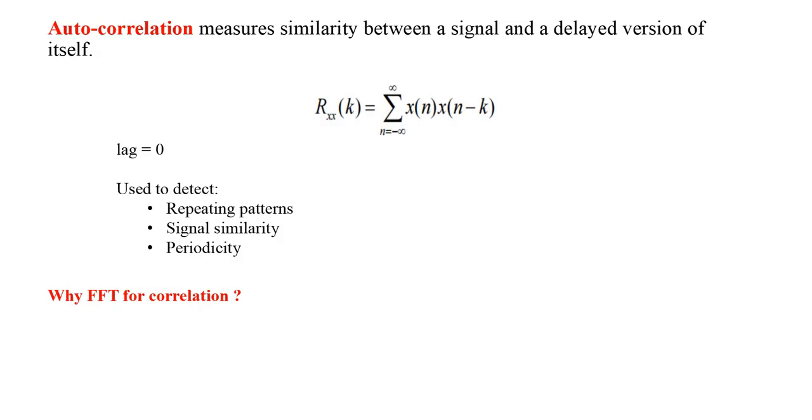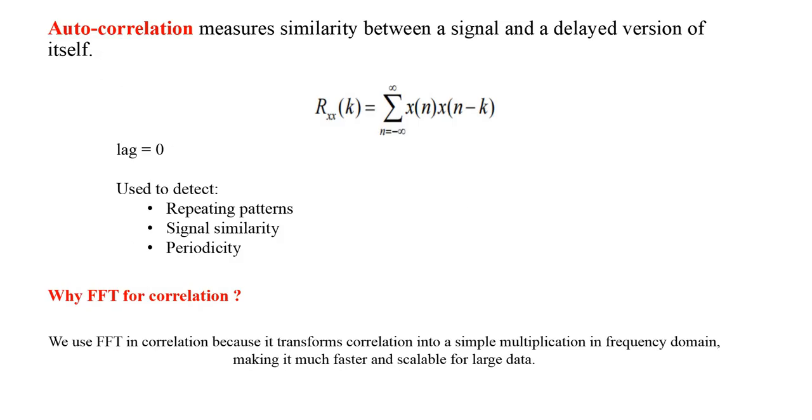So what is the reason to use FFT to find out the autocorrelation? Here we use the FFT in order to find the correlation in general, because it will transform the correlation into a simple multiplication in the frequency domain. So this will make the autocorrelation much faster, and it will be scalable for large data. So here we'll see this in detail.